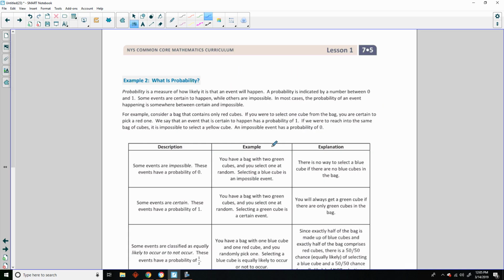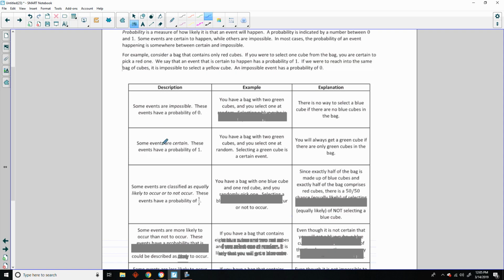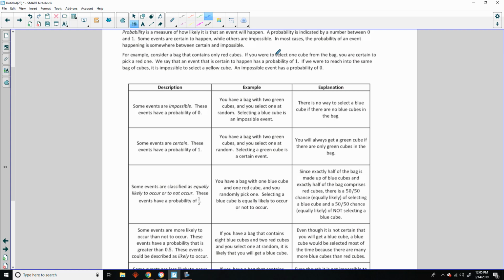Example 2. What is probability? Probability is a measure of how likely it is that an event will happen. A probability is indicated by a number between 0 and 1. Some events are certain to happen, while others are impossible. In most cases, the probability of an event happening is somewhere between certain and impossible. For example, consider a bag that contains only red cubes. If you were to select one cube from the bag, you are certain to pick a red one.